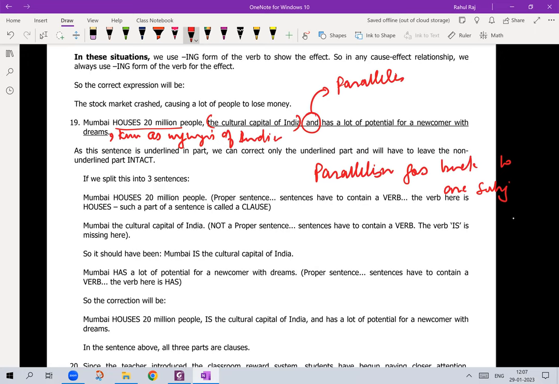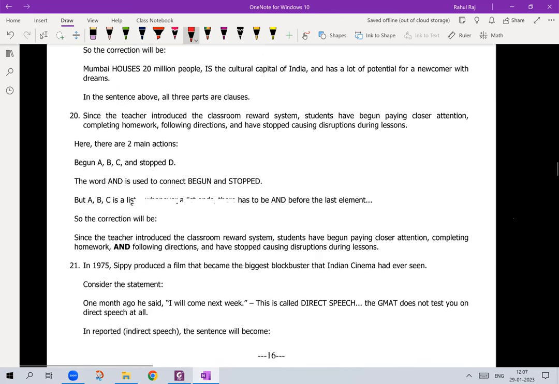Is this clear? Anyone, any doubt? I hope no. Question number 20. Since the teacher introduced a classroom reward system, students have begun paying closer attention, and students have stopped causing disruption. This is 100% parallel statement. This "and" looks for parallelism. The subject goes back to only one subject, that is students. Students have begun paying and students have stopped causing disruptions in the class.